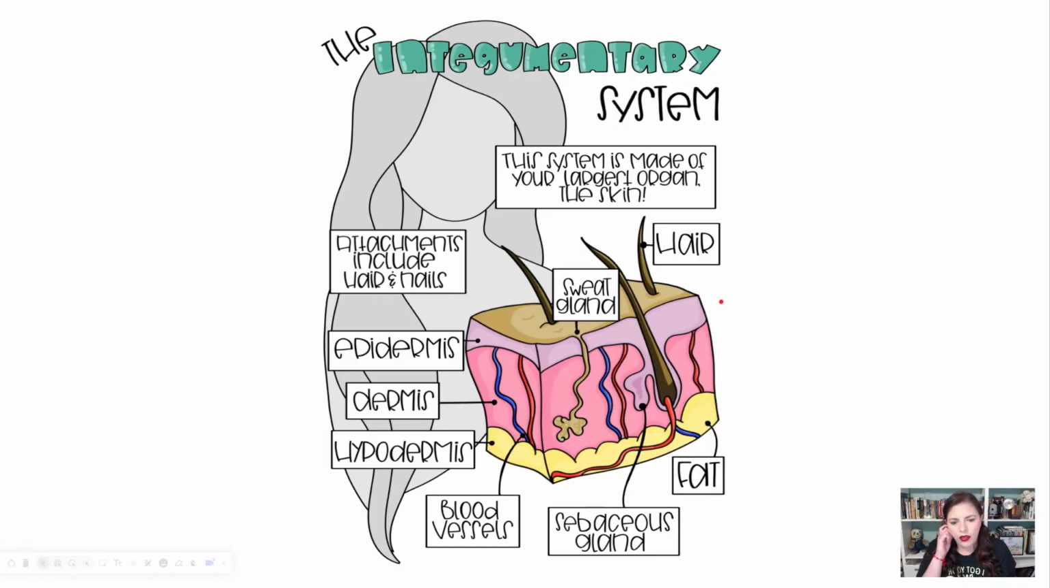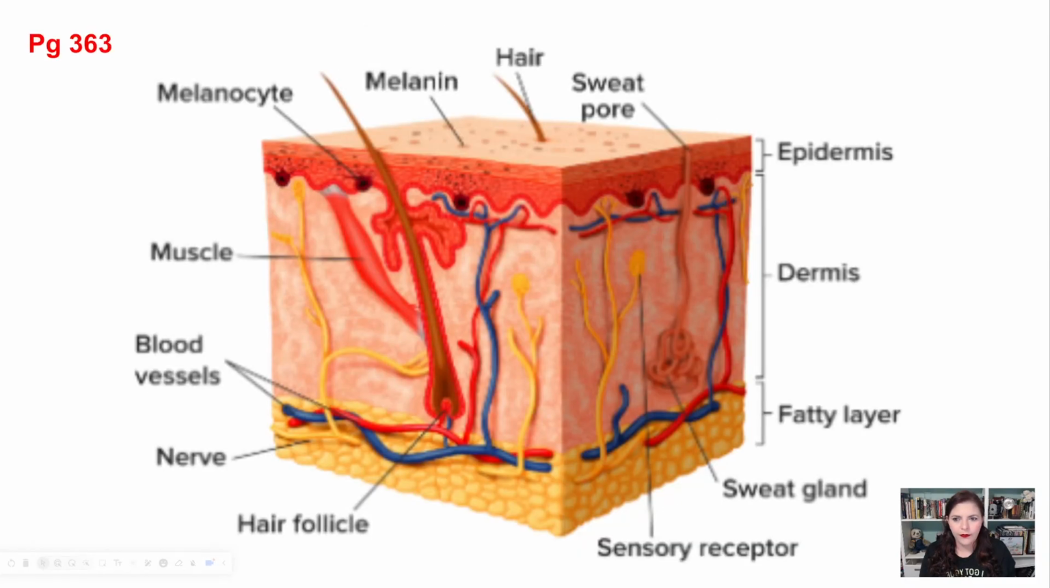Here are some of the main parts of the integumentary system. We have a sweat gland right here. We have a hair follicle. Sebaceous glands are actually going to release oil so that your skin doesn't dry out. You'll notice that we have different layers of the skin. The top layer is called the epidermis, and then the middle layer is the dermis, and the very bottom layer is the hypodermis. You don't need to learn all of that, but it's good to know that we do have different layers. Here is the picture from your textbook that basically shows the same thing. So make sure that you cut this out and glue it into your journal.